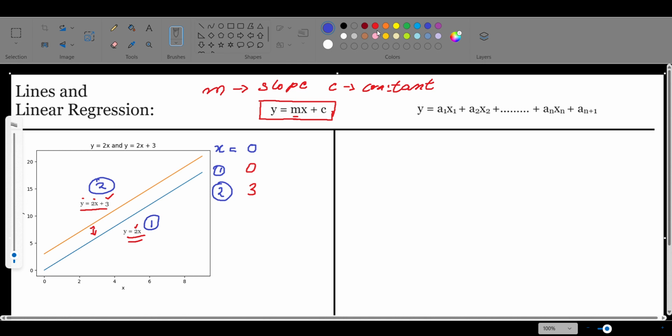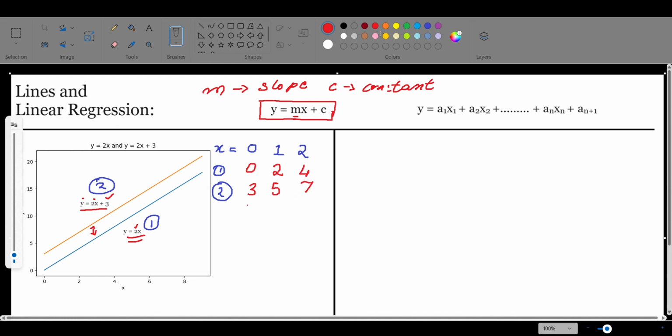Now let's have a look at what happens when x is equal to 1. When x is 1, the first equation is equal to 2 times 1, which is 2. The second equation is equal to 2 times 1 plus 3, which is equal to 5. Now let's have a look at the third value of x. Let's say x's value is 2. This means that the first equation's value would be 2 times 2, which is 4. And the second equation's value will be 2 times 2 plus 3, which is equal to 7.